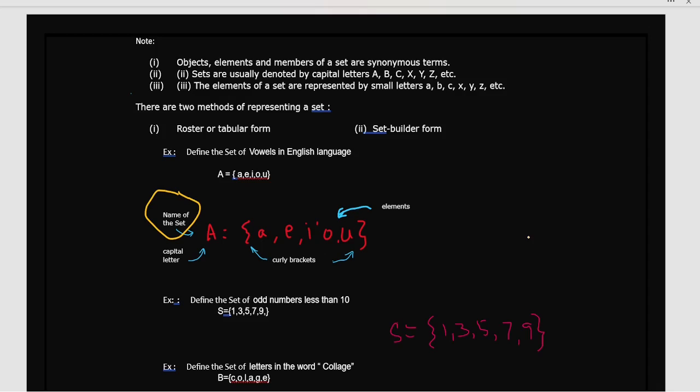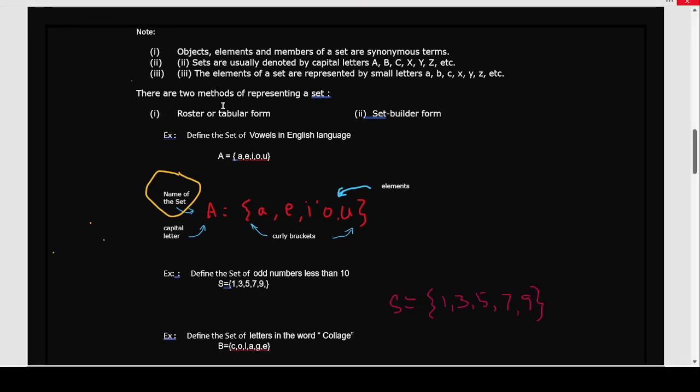Define the set of odd numbers less than 10. As we saw, it is 1, 3, 5, 7, 9. And define the set of letters in the word college. The letters are C, O, L, L, A, G, E. L is repeated. Usually we don't mention repeated members in a set; L is written only once. The members of the set are C, O, L, A, G, E.